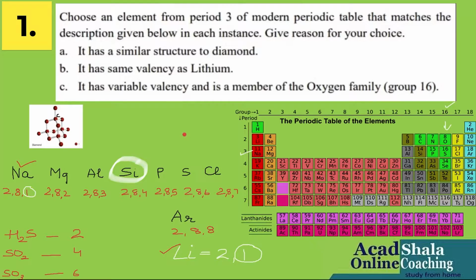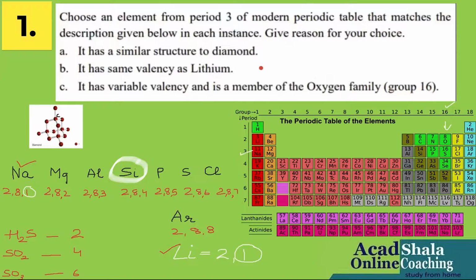The first question says, choose an element from period 3 of the modern periodic table that matches the description given below in each instance. Give reason for your choice. A part, it has a similar structure to diamond. B part, it has the same valency as lithium. C part, it has variable valency and is a member of the oxygen family, that is group 16.